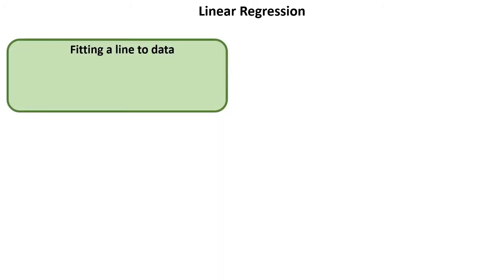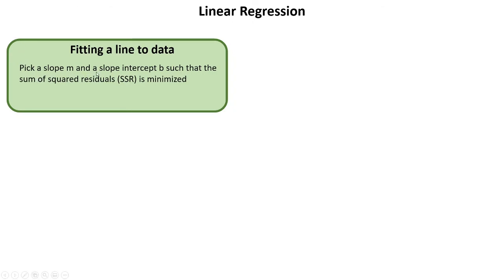All right, let's move on to linear regression. So linear regression is all about fitting a line to data such that a slope m and a slope intercept b minimize the sum of squared residuals. So we'll talk about what that means in a second. The equation would be the dependent variable equals the slope m times x, which is the independent variable, plus b, which is the slope intercept.